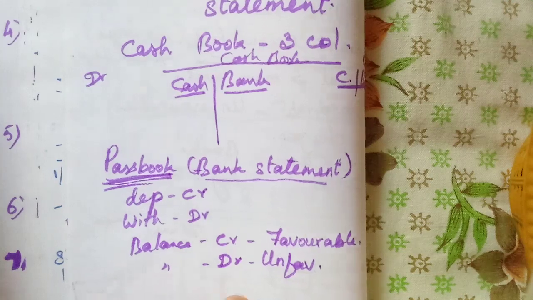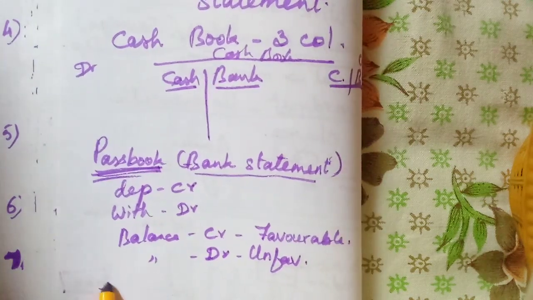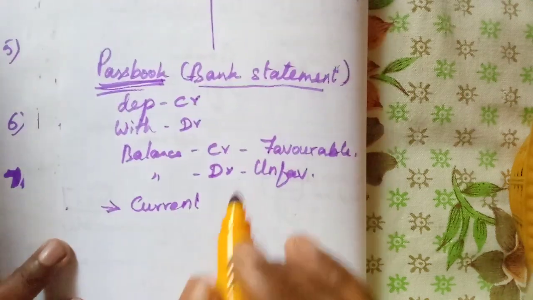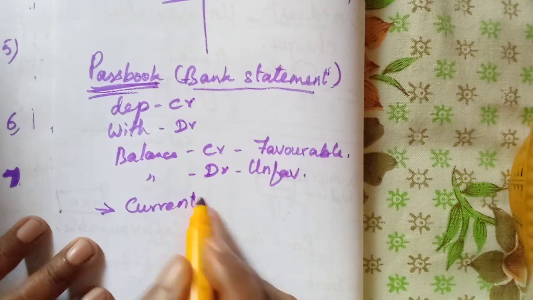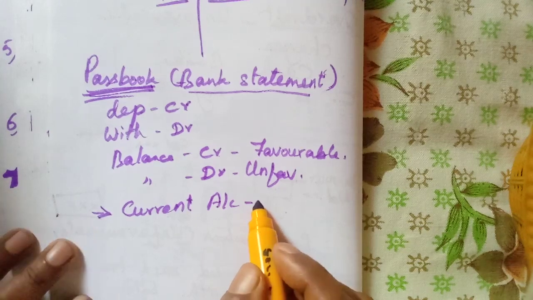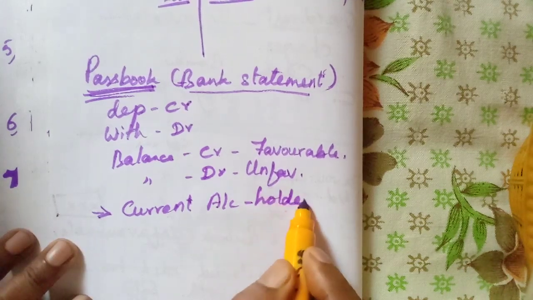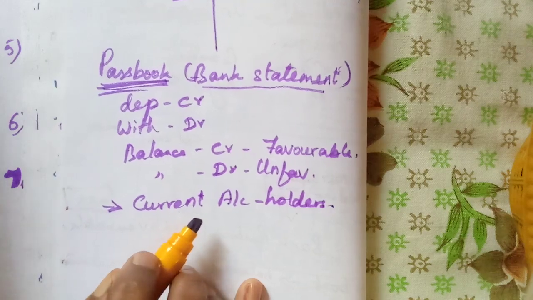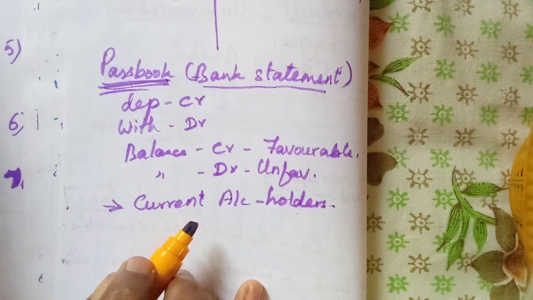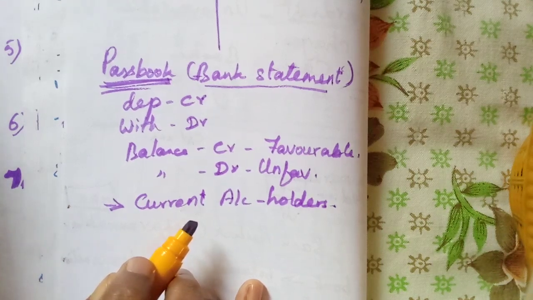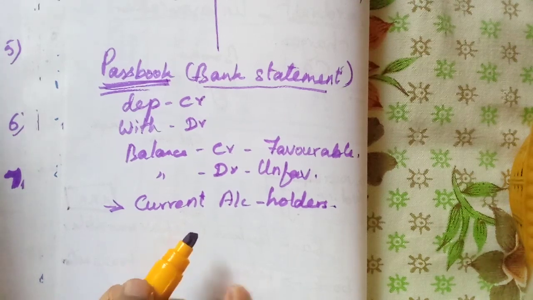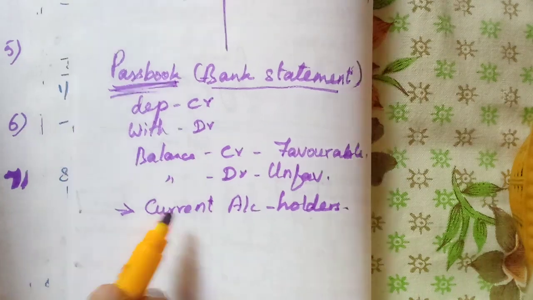How? Because business people open an account called a current account. Everything I explained the previous day, I am repeating once again just to make you understand. Current account holders are mostly business people. Ordinary people will open a savings bank account, or some may deposit a fixed deposit in the bank; they are called fixed deposit holders. So: savings and current accounts.